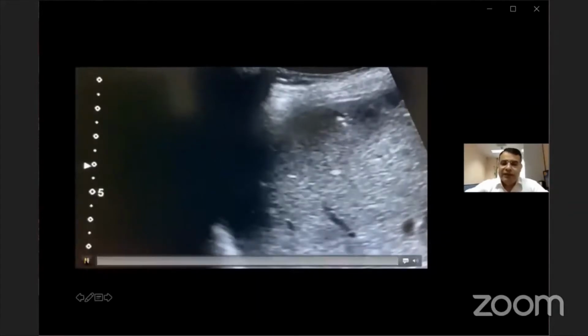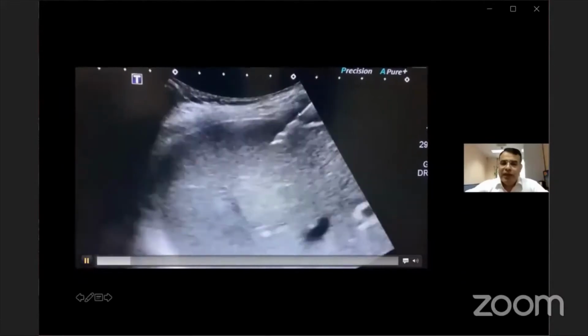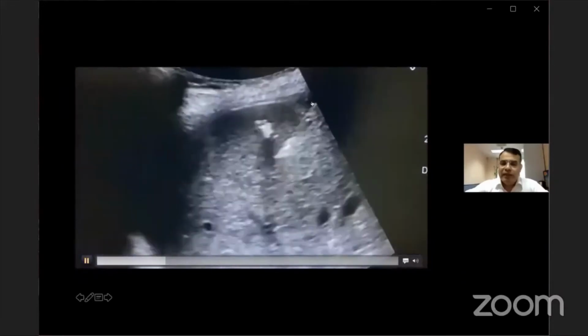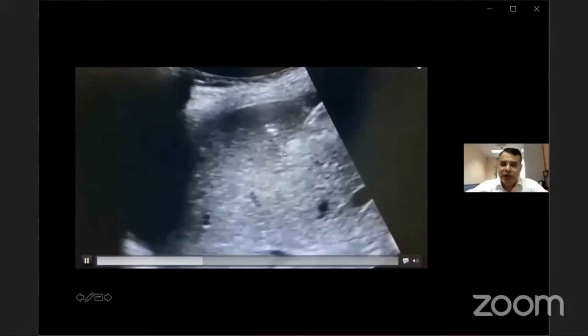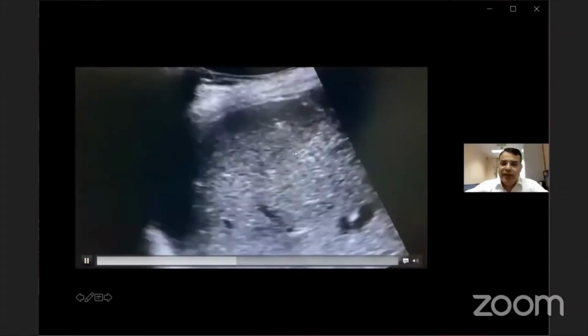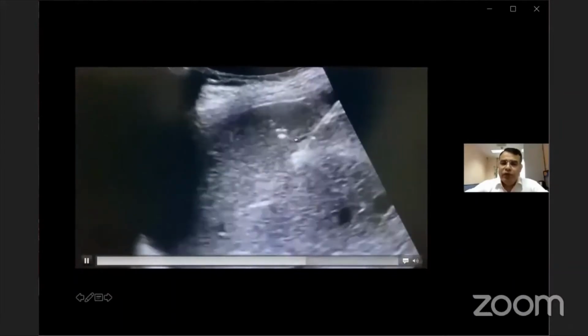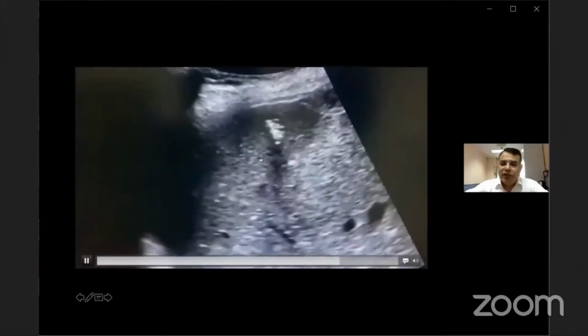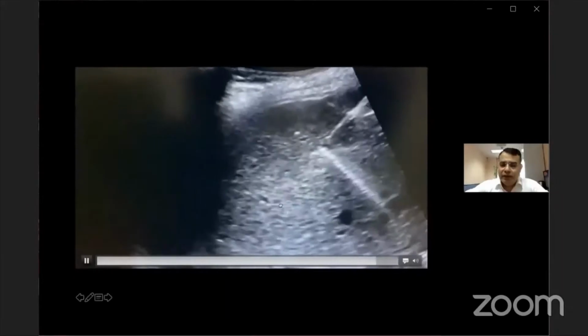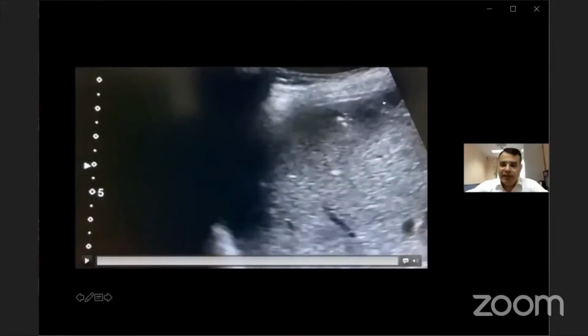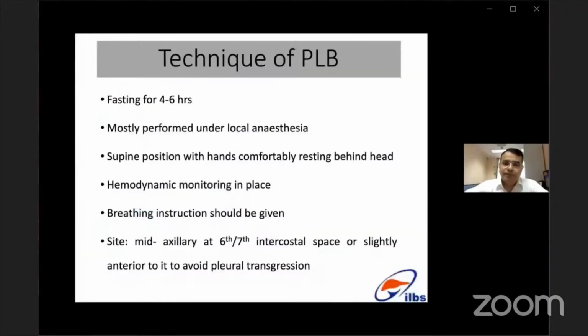I'll run it again just to show you how it is done. We had first infiltrated lignocaine up to this surface, then the needle is being advanced. There are no vessels over here, and it is my probe which is moving. The patient is in breath hold position, and there is no vessel over here. Biopsy has been taken, and we come out. So this is how a biopsy is nicely performed.